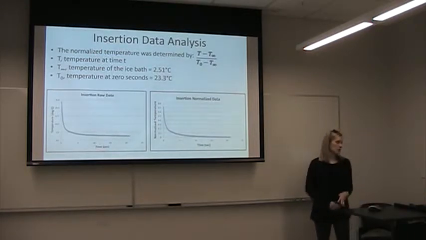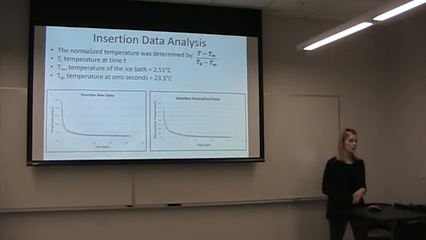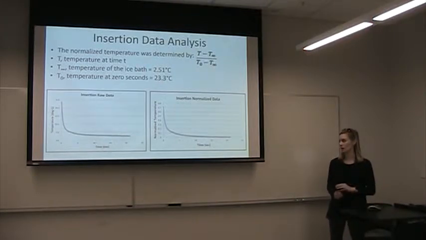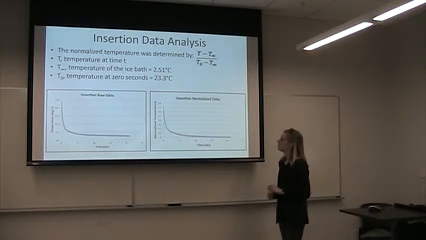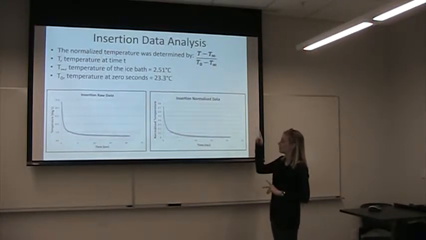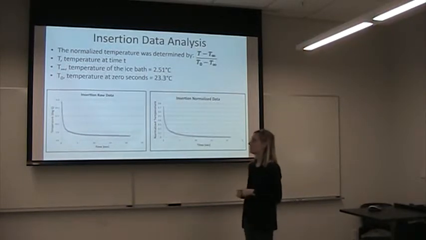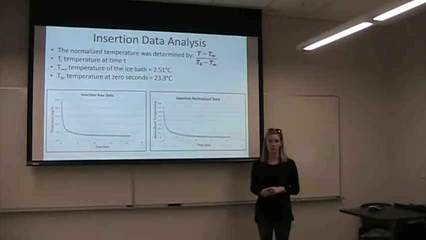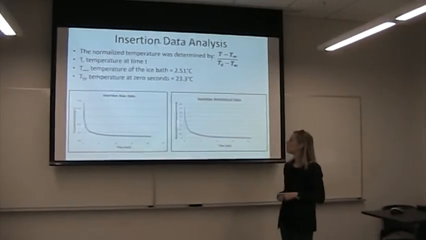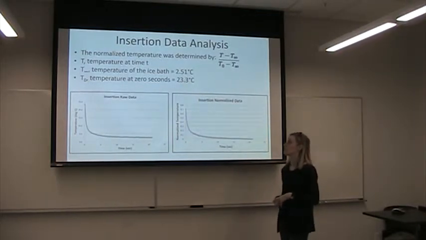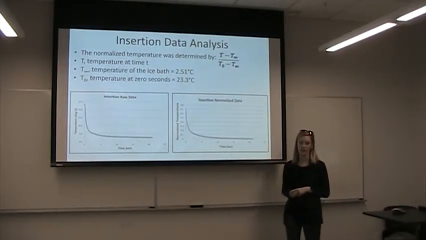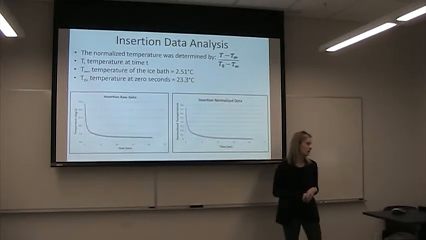So we began with the insertion, and the raw data was taken. It was taken at 5 hertz, and it took about 23 seconds to stabilize. The raw data can be seen right there, and then the data was normalized using that equation, with T being the temperature at time t. T infinity was the final temperature, which was the temperature of the ice bath, and it was 2.51 degrees Celsius. T0 was the temperature at 0 seconds, which in this case was the ambient air temperature at 23.3 degrees Celsius.